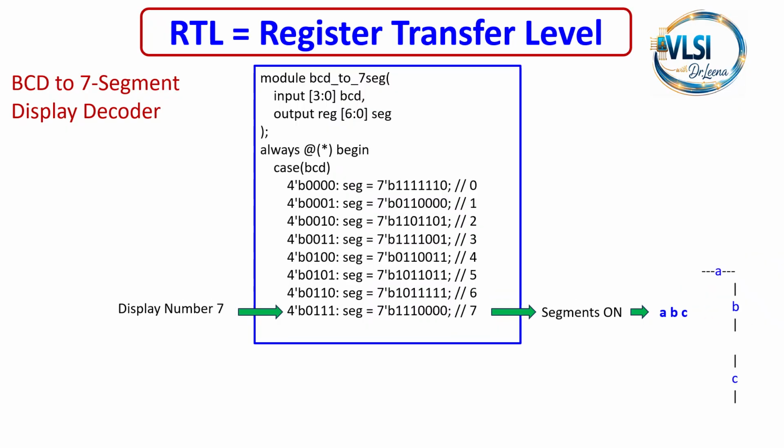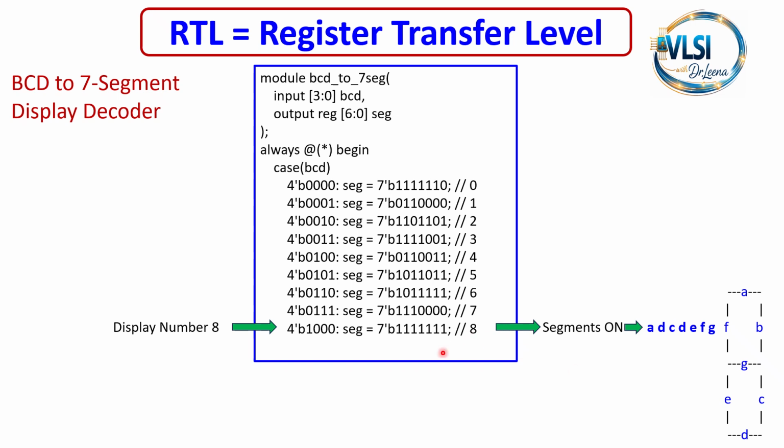And for the next pattern, look at this. A, B, C are on. All the other segments are off and it gives 7. And for displaying the number 8, all segments are on. That is A, B, C, D, E, F, G. Everything is on. It forms the pattern 8.